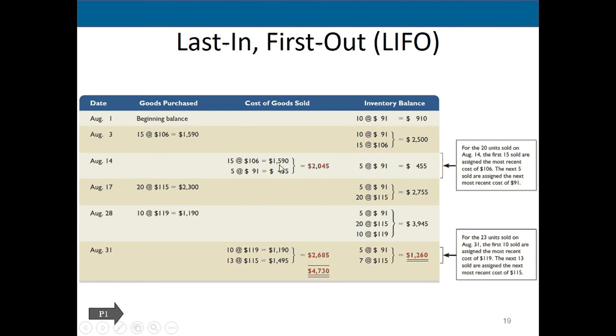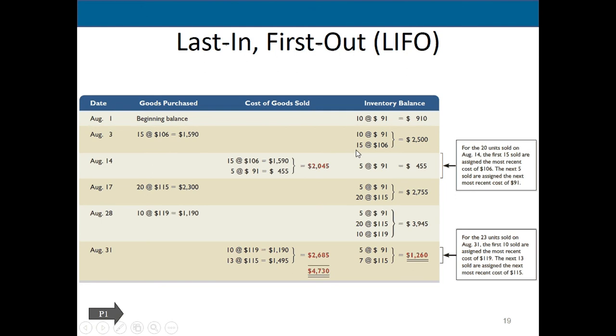I'm going to get rid of all 15 of the 106 first, and that only leaves me 5 more to get to the 20. I have to take that from the 91. What's left? The 5 at 91. My oldest cost is what's left at the moment. My inventory balance, therefore, is 55. So I'm just going in reverse order.